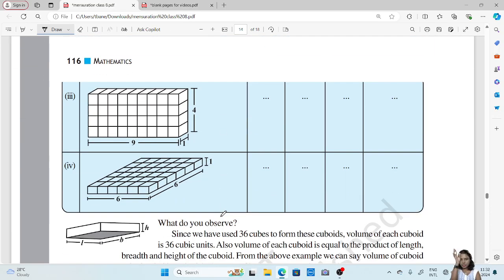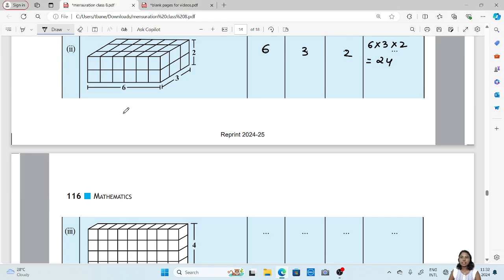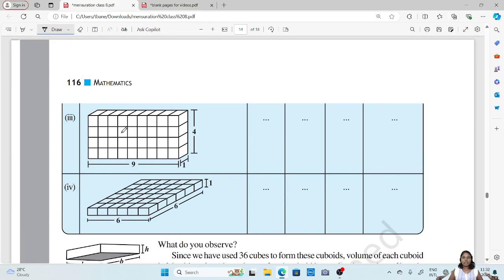Now let's look at this one. So now this is basically the same as this one. So what they have done, they have just stacked it up straight. Okay. So now here our length is 9, breadth is just 1 and the height is 4. So this will be 9 into 1 into 4. So 9 fours are 36. So the volume here is 36.